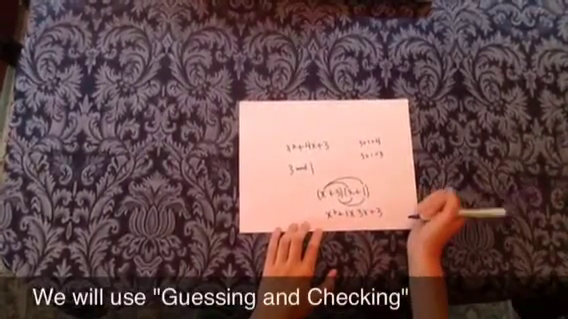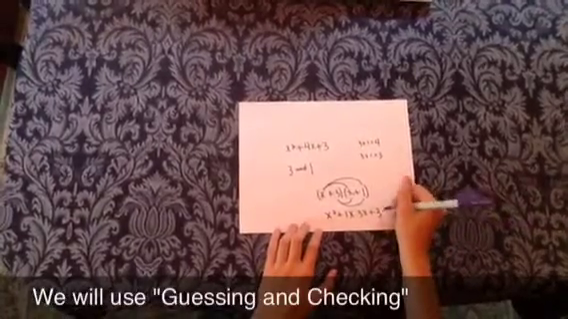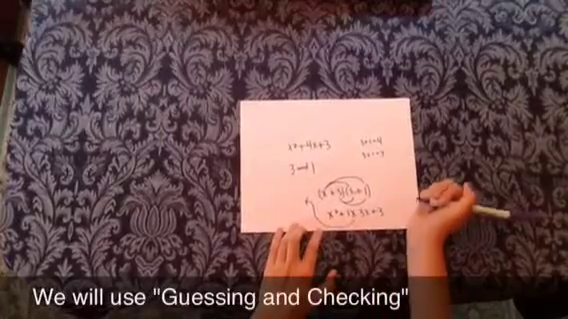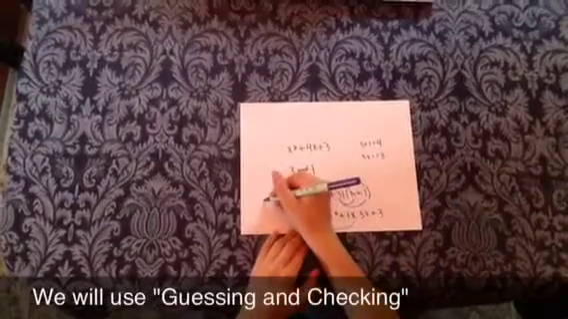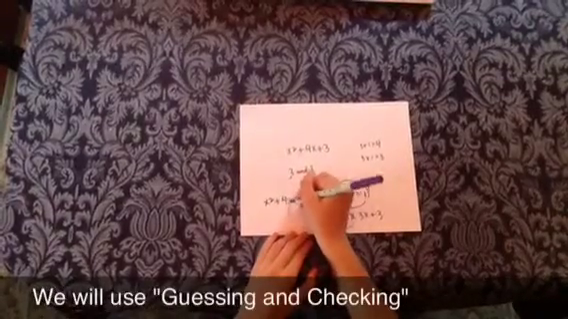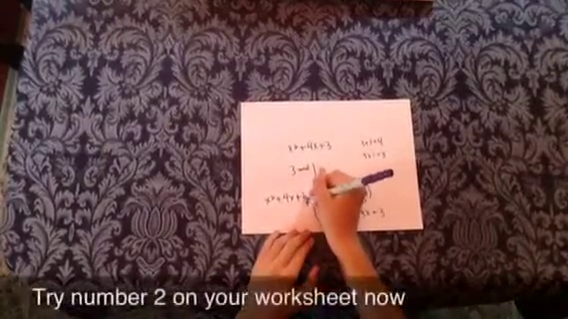Now that we have the right answer, let's not forget to combine like terms. Your final answer would be x squared plus 4x plus 3.